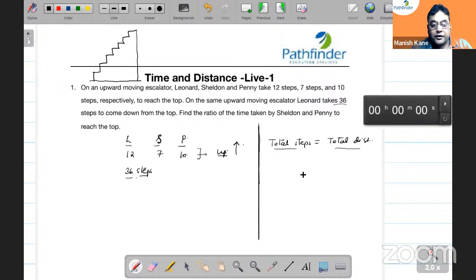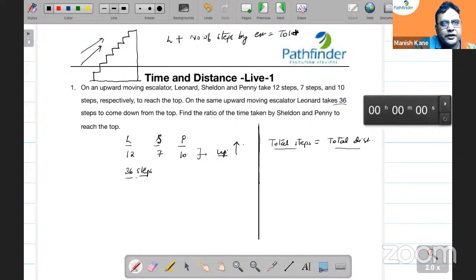That's the first thing you need to keep in mind. Now, once you have this in mind, when people are moving up an escalator that is moving up, the number of steps walked by, say, Leonard plus the number of steps taken by the escalator must be equal to total steps. The first thing that you recognize is the total steps must be this, correct?